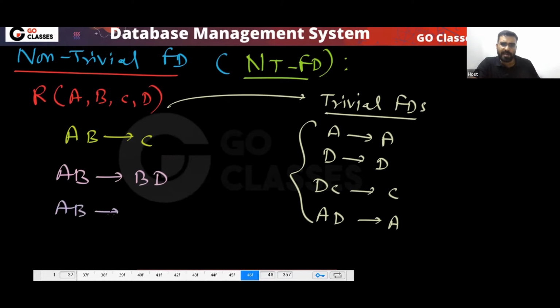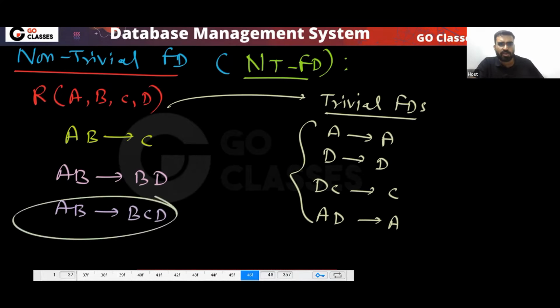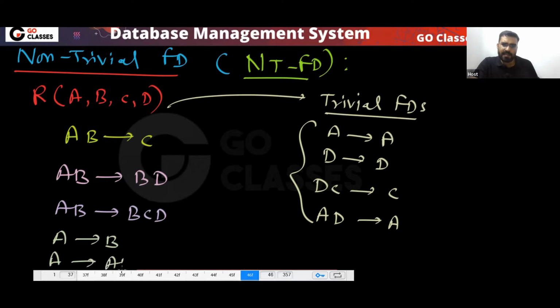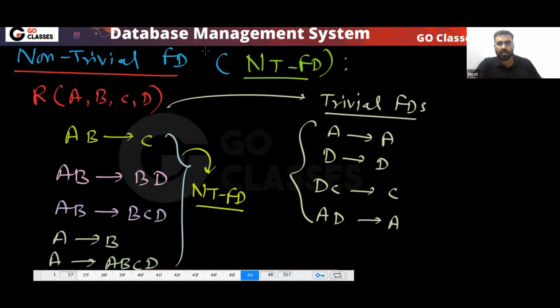What about AB determines BCD? This is also not trivial, so this is a non-trivial functional dependency. A determines B. This is non-trivial. A determines ABCD. This is non-trivial. So these are non-trivial functional dependencies. Is that clear? So these are your non-trivial FDs. Very easy.